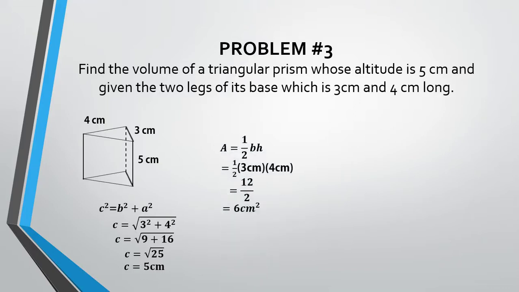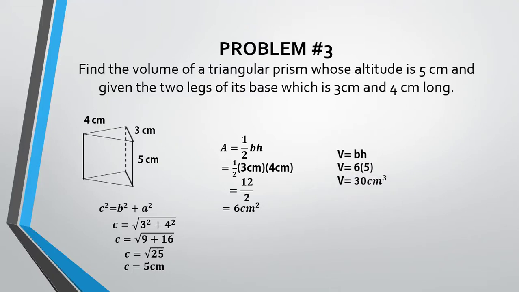We can now use area is equal to 1/2 base times height. The base is 3 centimeters and the height is 4 centimeters. Now we calculate 1/2, 3 times 4 is equal to 12 all over 2. Now we get the area, 6 centimeters square. We are now ready to calculate the volume.